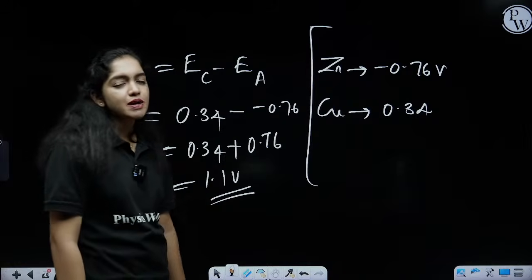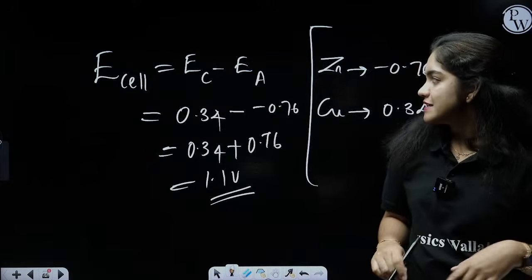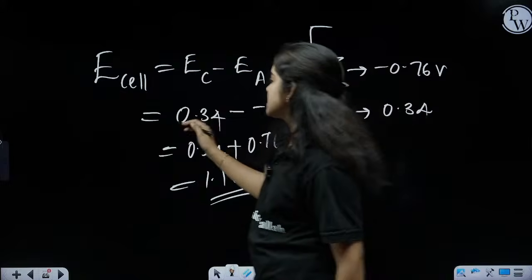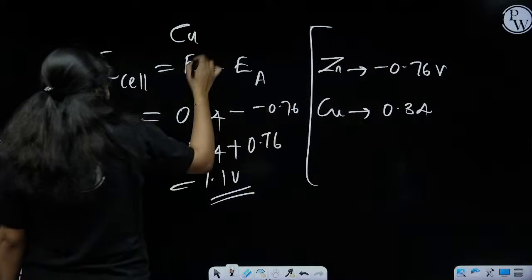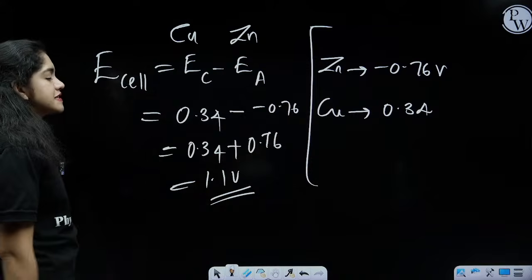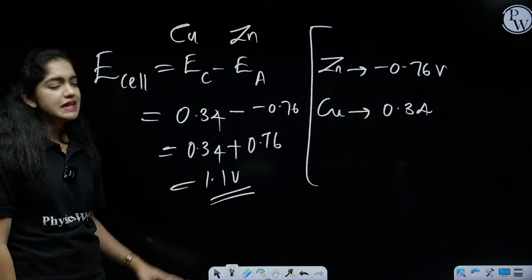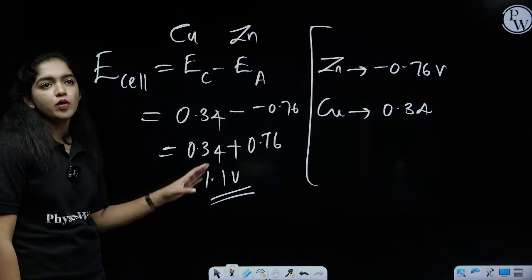And if a cell is made up of copper and zinc electrodes, it is known as what? Daniell cell. So the Daniell cell is made up of zinc and copper. Copper is the cathode and zinc is the anode. Copper potential minus zinc potential, so the total answer will be 1.1. So learn the value for the Daniell cell. It is 1.1 volt. Okay.